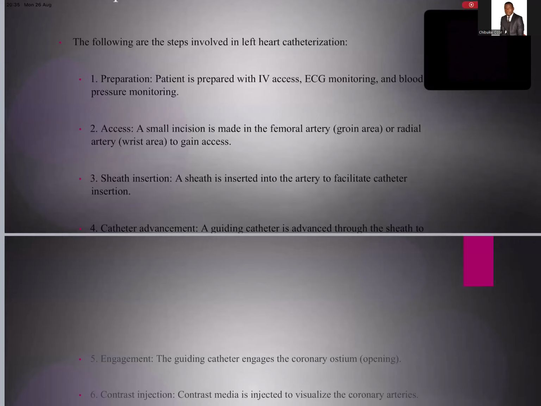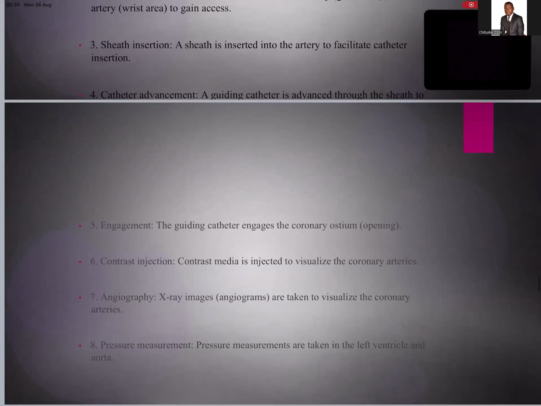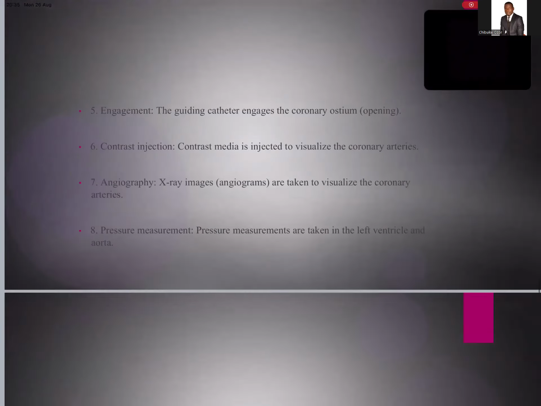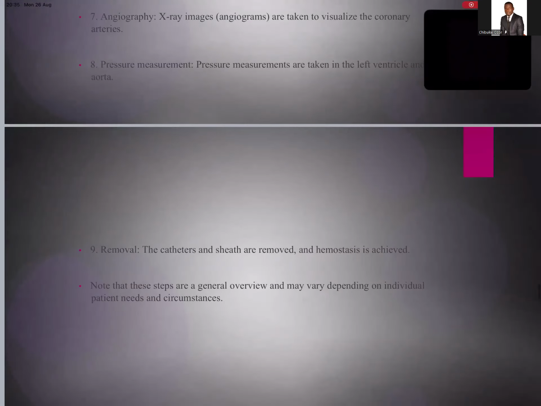And then engagement, the guiding catheter engages the coronary ostium, the opening, and then you now have contrast injection, angiography, taking images, and then pressure measurements. And then after that, the catheter and sheath are removed, and then hemostasis is secured.